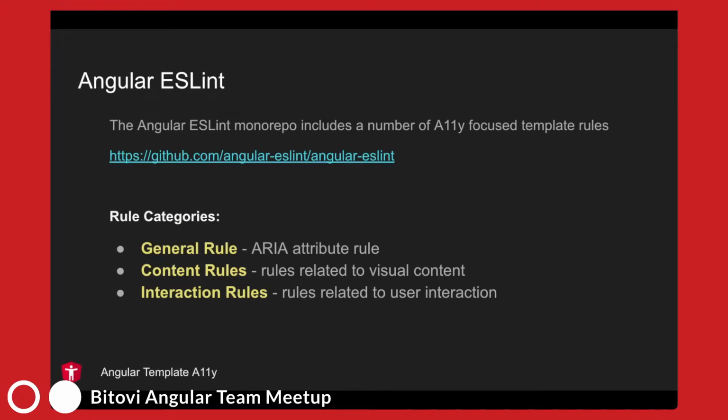Moving on to linting, there's a monorepo of ESLint rules called Angular ESLint that includes a number of accessibility-focused template rules. It's worth noting that these rules specifically work in templates. They do not work on component bindings, just something to keep in mind. I've broken these rules up into three categories. The first I just called general, because it only has one rule, and the other two are broken into content-based rules and then interaction-based rules.